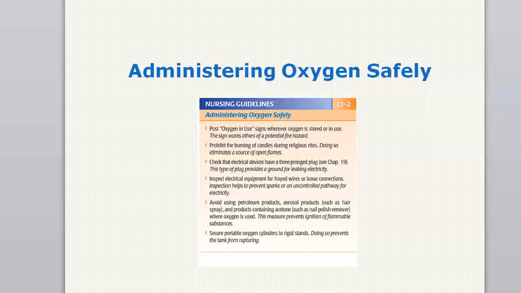And make sure when you have portable oxygen tanks that they're in a proper container. They're not just leaned up against the wall. You don't want those to fall and have that particular tank rupture or crack or break open. Okay.